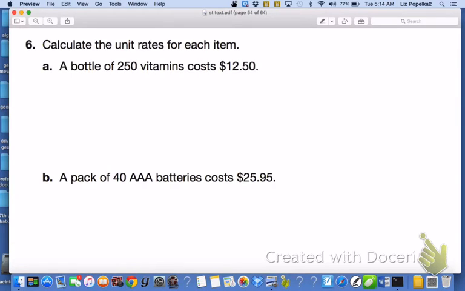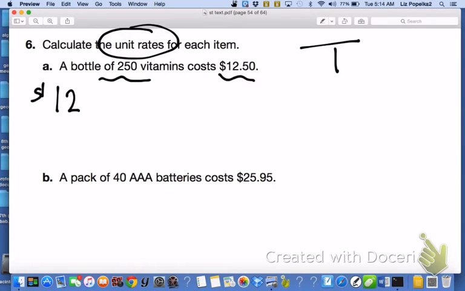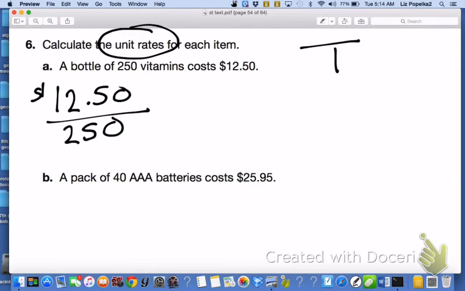So now we've got some practice problems where it's asking us to find the unit rates for each item. Again, a unit rate is when you've got a 1 in the denominator. Right now, this says a bottle of 250 vitamins costs $12.50. So I would set that up as $12.50 for 250 vitamins. I'm trying to find the unit rate. So in other words, I don't care how much 250 vitamins are. I want to know how much just 1 vitamin is.